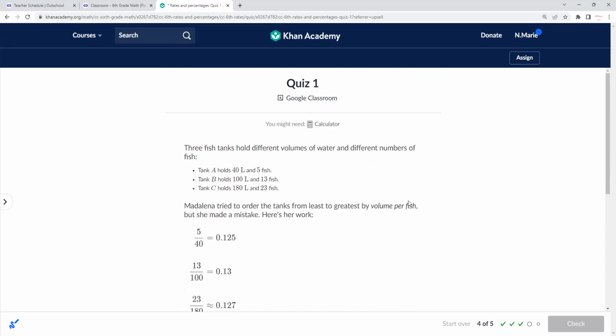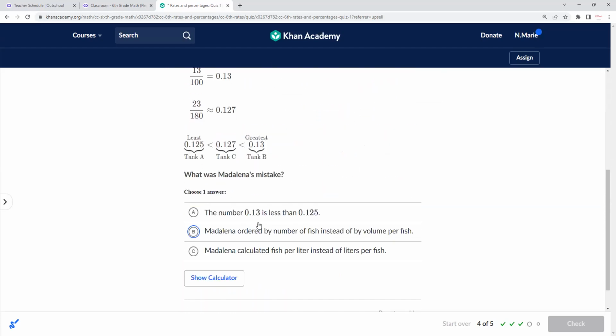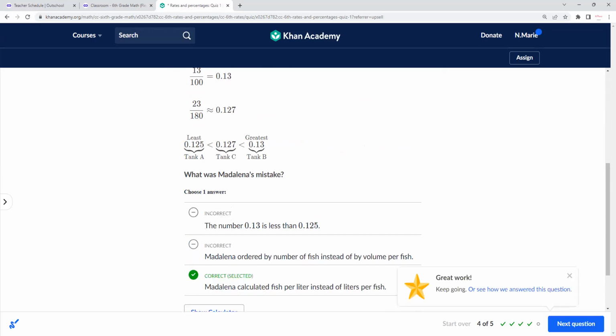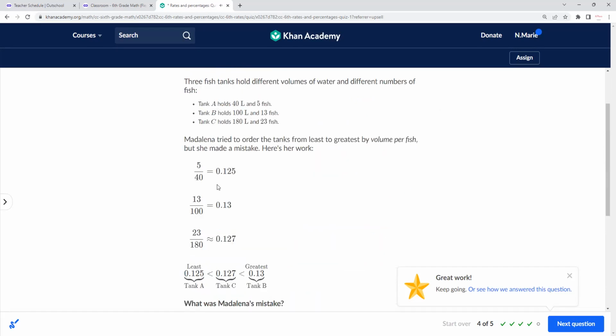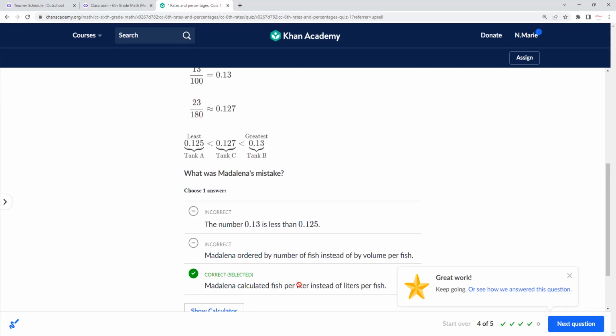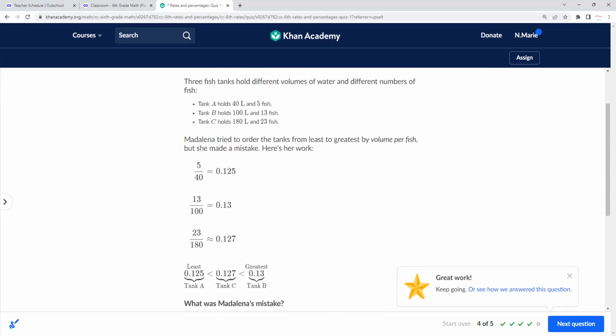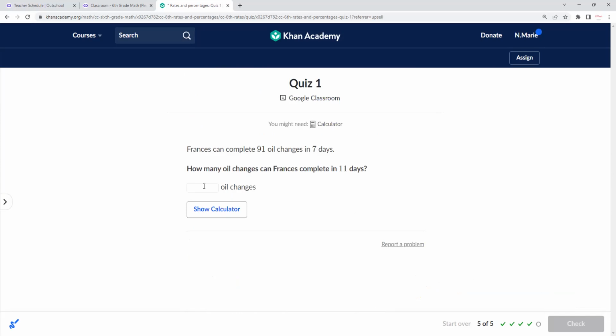Okay, if they're trying to find out what's the volume per fish, you want to do liters over fish. So she did fish per liter instead of liters per fish. That's where she messed up. So be careful how you divide. This gets you fish per liter when they want liters per fish.